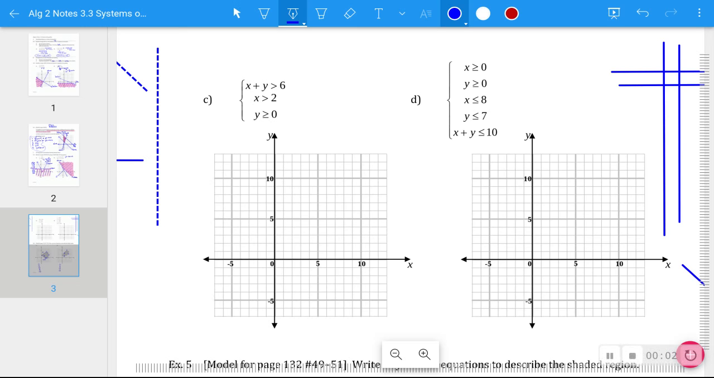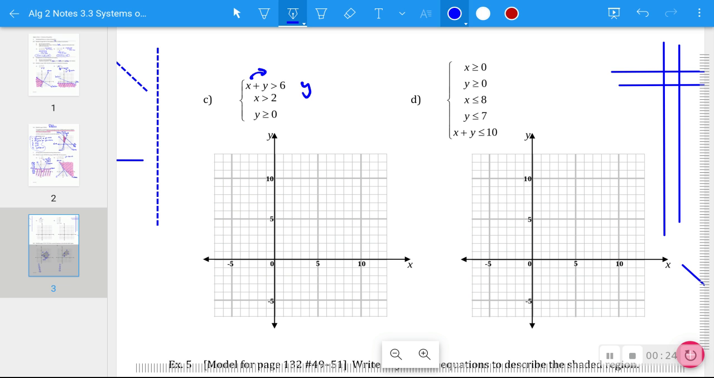Okay, I ended the last video by saying we'd be doing problem 5, but this is a continuation of problem 4 for 3.3 notes in Algebra 2. And we're on page 3, the top of the page. Okay, so what we have here, this first inequality, we're going to graph it by solving for y.